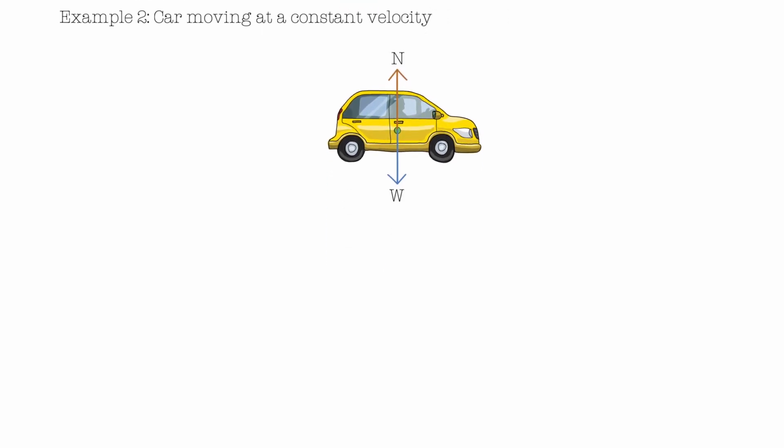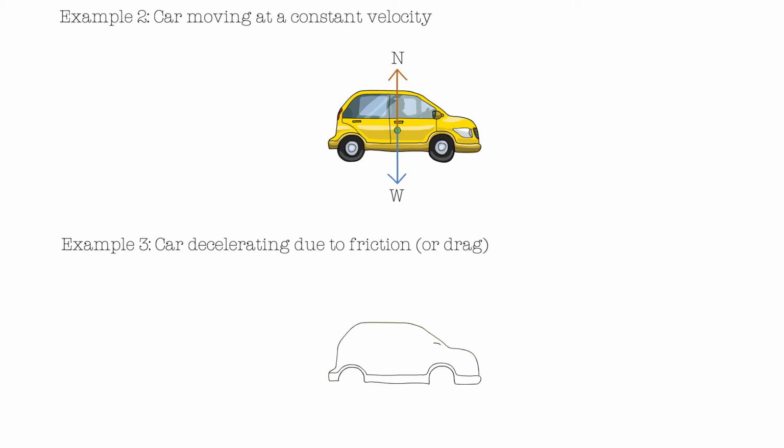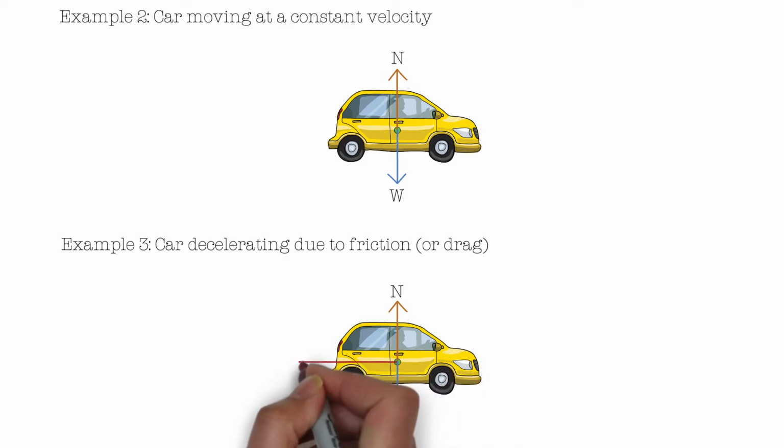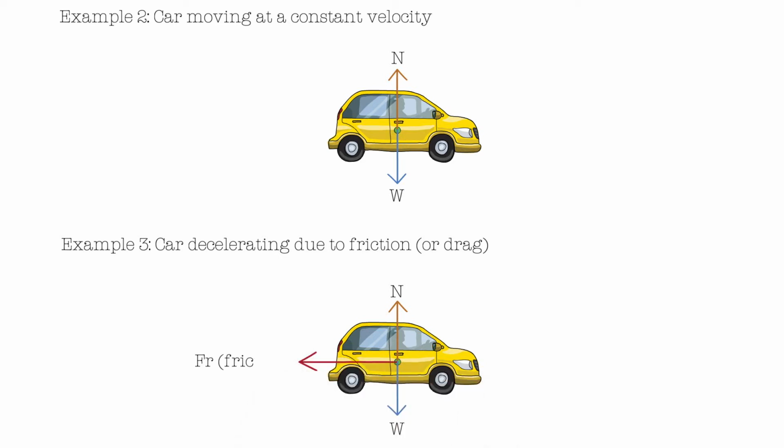In example 3, we have a car decelerating due to friction or drag. Consider the vertical forces acting on the car. We can draw the normal contact force and the weight just like the example above. Now consider the horizontal forces. This time there is a frictional force that is making the car decelerate, moving oppositely to the direction of travel.